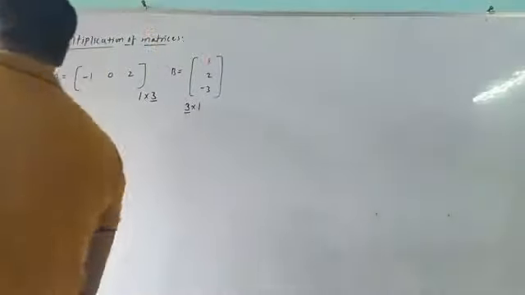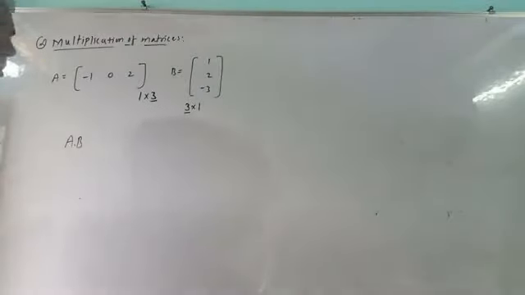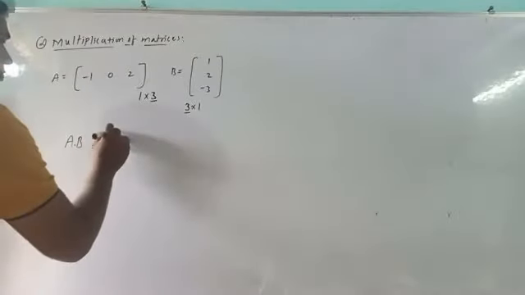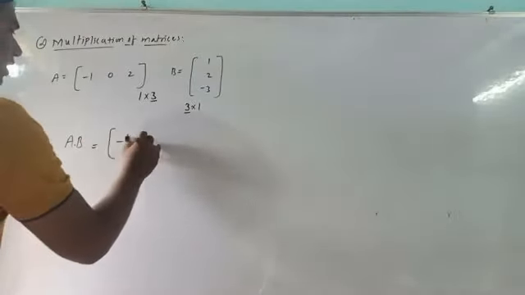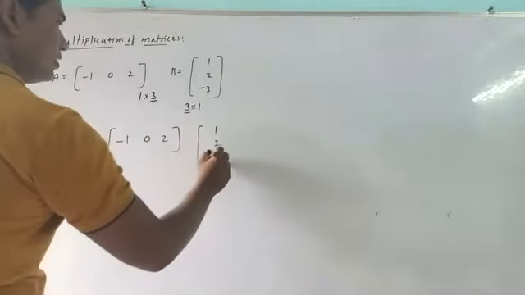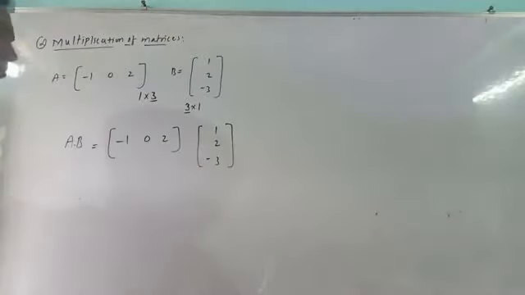Now, how to take the multiplication is here. See now, AB, or dot, denotes the multiplication. Dot is also multiplication. So in place of A, we can write one matrix, and in place of B, we can write this matrix. Okay. Now, how to multiply? It is the important one.